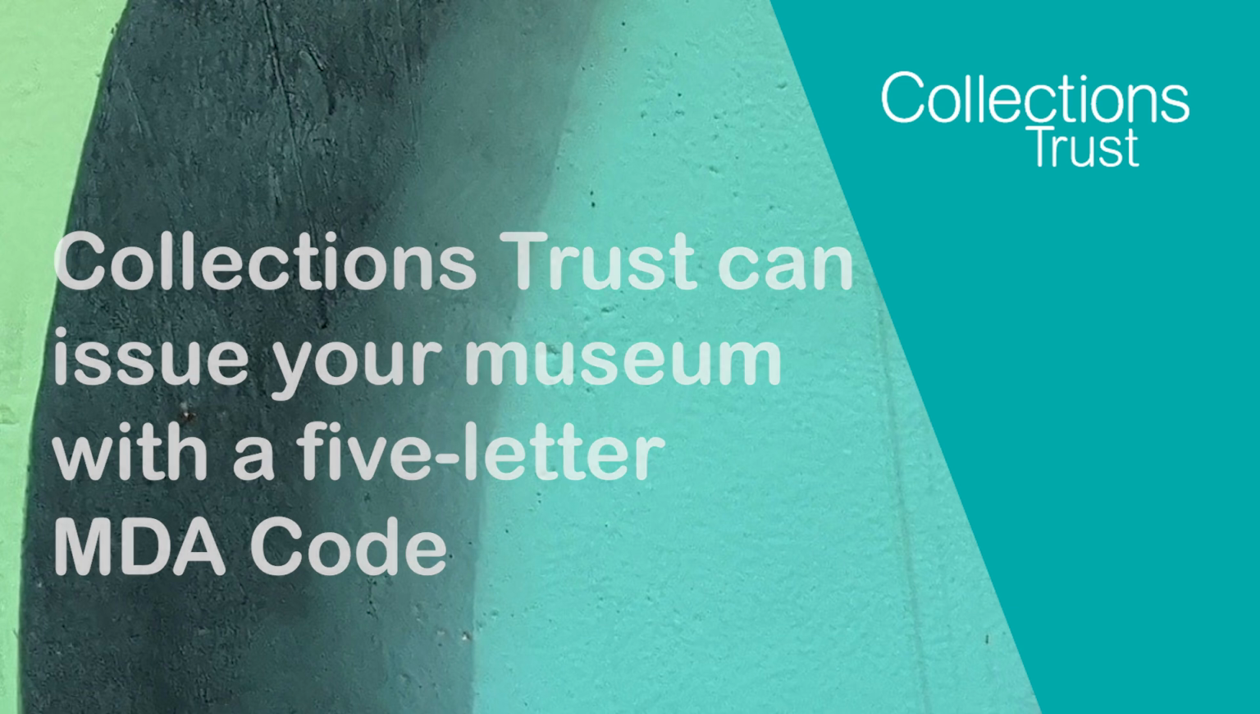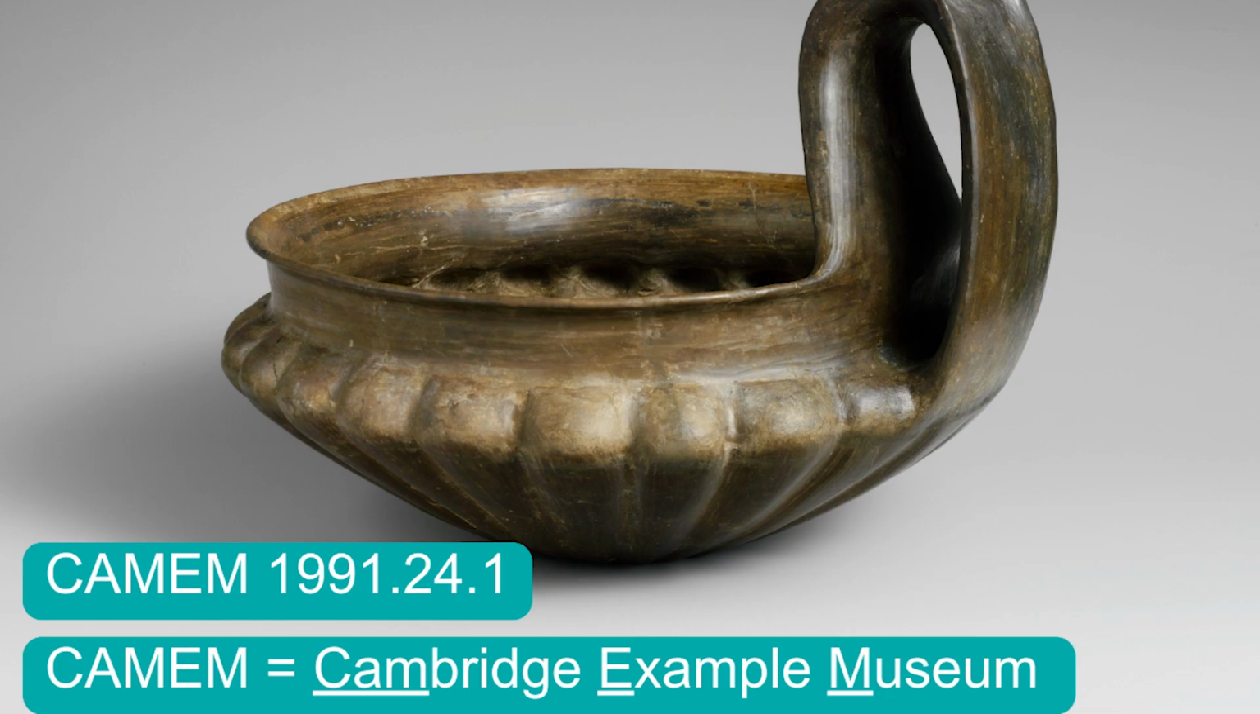As many museums use similar numbering systems, Collections Trust can issue your museum with a 5-letter MDA code, which will uniquely identify an object to its museum within the UK. You can find more information about MDA codes and how to get one on our website.